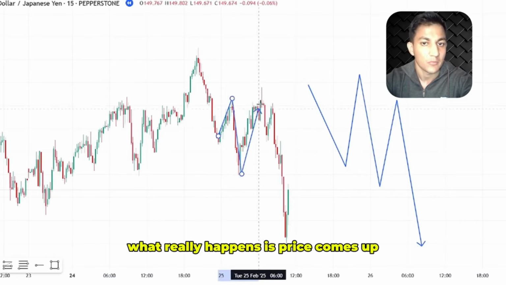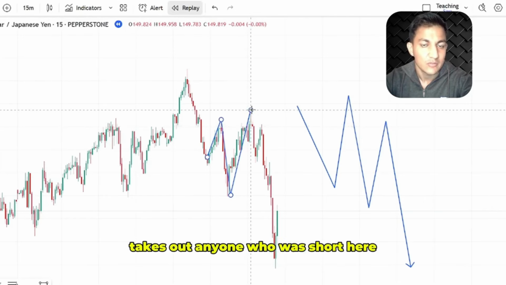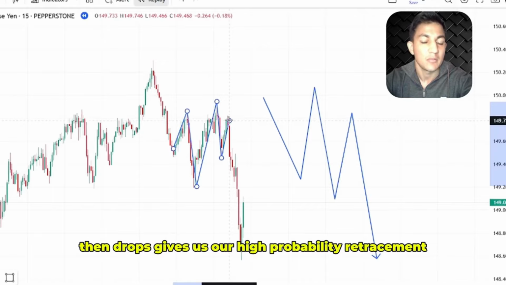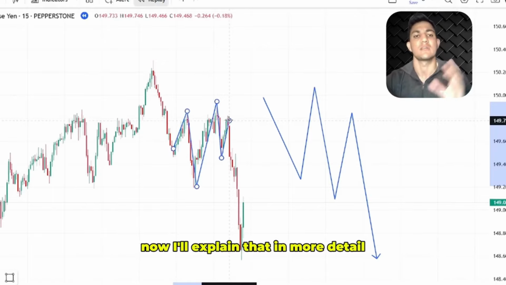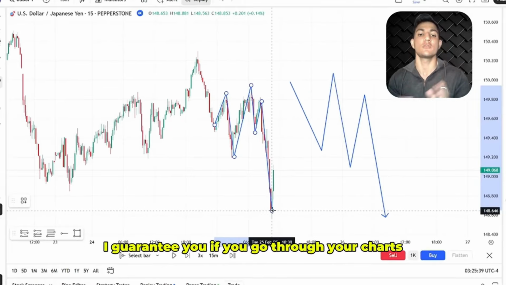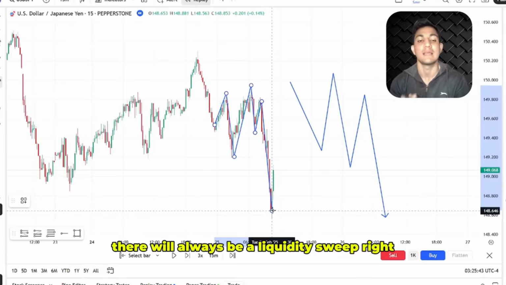What really happens is price comes up. Just look at this candlestick here. This wick pokes through, takes out anyone who was short here, then drops, gives us our high probability retracement. Now, I'll explain that in more detail about the actual retracement, and then it dropped massively. I guarantee you, if you go to your charts and look at any massive move in one direction or the other, there will always be a liquidity sweep, right?